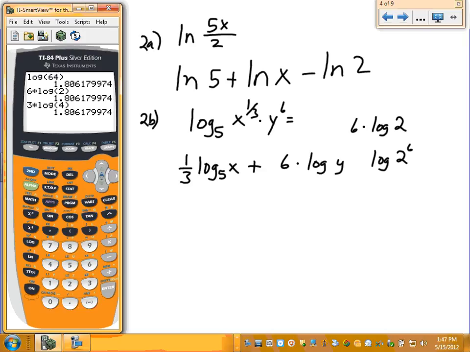Again, same answer. Give me something else that multiplies together and gives me 64. 16 and 4, 8 and 8. Let's do 2 and 32. Let's go with 2 times 32. So what should I come up here and write? I should write log of 2 plus log of 32.